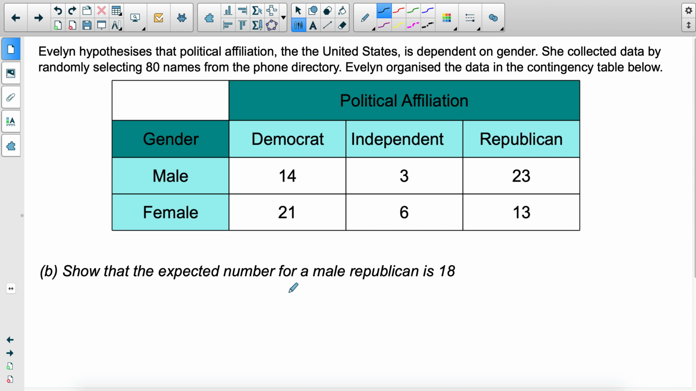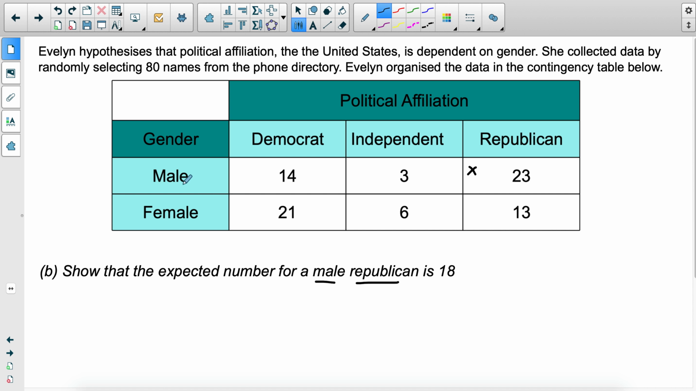Now, you will not be expected to do the whole expected frequency or expected value table. You will have to do it for your IA, but not for questions, unless it's a really long question. They will tend to ask you to show that the expected number for a specific two sets of data is something. So for this question, we have the male Republican. So we're looking at male and we're looking at Republican. So we're looking at this box.